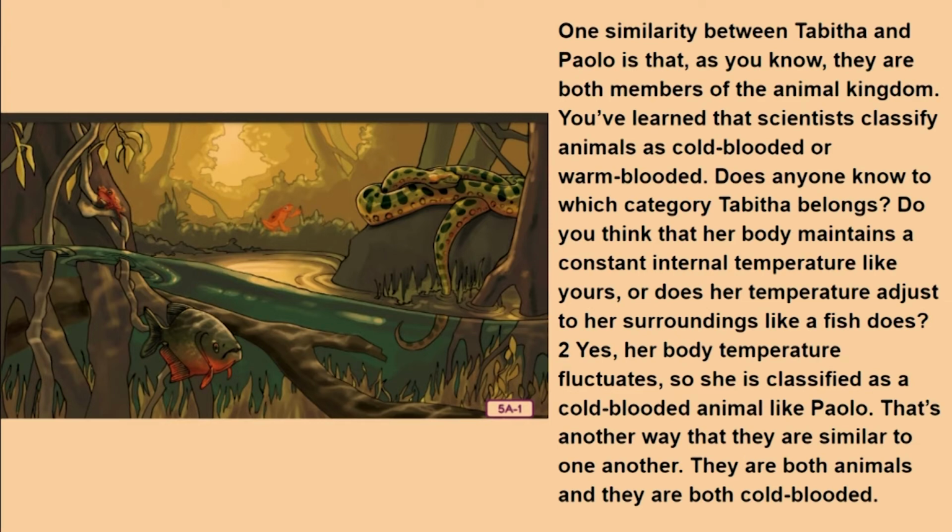One similarity between Tabitha and Paolo is that, as you know, they are both members of the animal kingdom. You've learned that scientists classify animals as cold-blooded or warm-blooded. Does anyone know to which category Tabitha belongs? Do you think that her body maintains a constant internal temperature like yours? Or does her temperature adjust to her surroundings like a fish does?